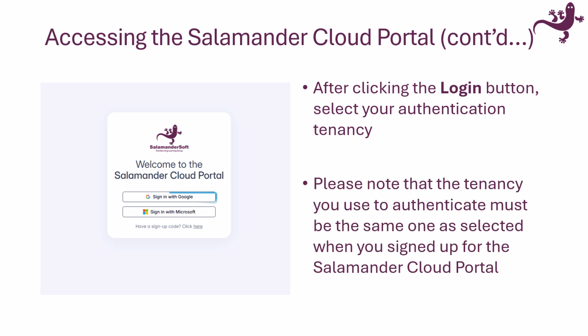Please note that the tenancy you use to authenticate must be the same as the one selected when you signed up to the Salamander Cloud Portal for the first time. So if when signing up for the first time you use Google, you must always choose to sign in with Google from that point on. If you first signed up with Microsoft, you must always choose to sign in with Microsoft.